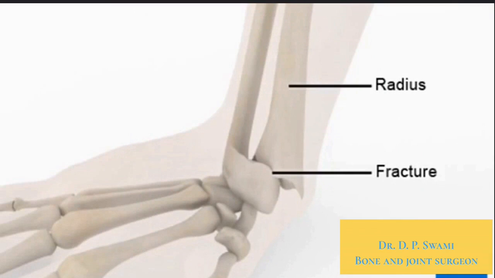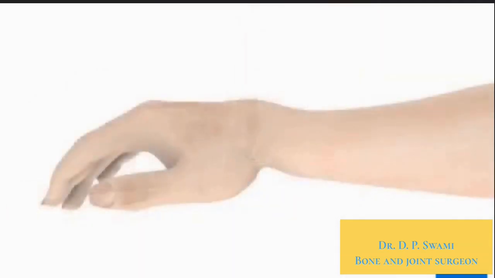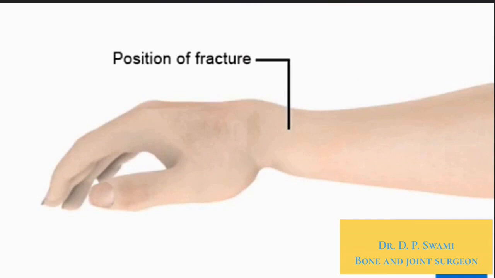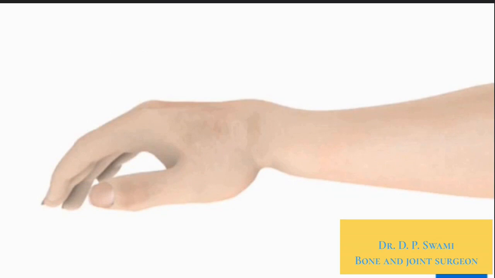Colles fractures are most common in women over 50. People who have weakened bones due to osteoporosis are more likely to break their wrist when they fall. Once the wrist bone has been fractured, it may be out of line. If this isn't corrected, the wrist will heal in the wrong position.